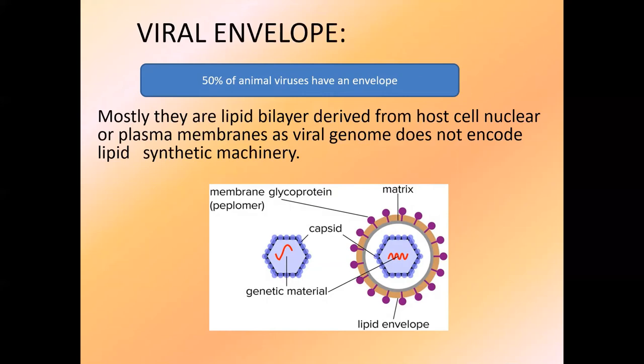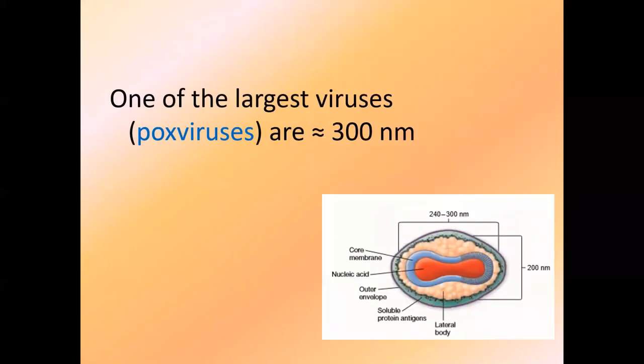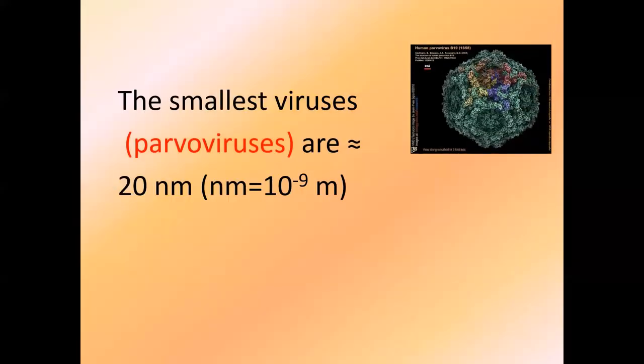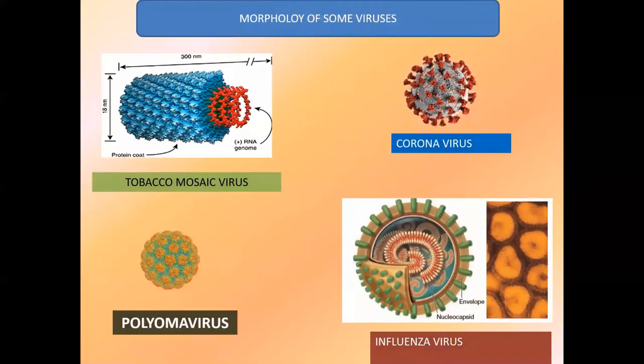encode lipid synthetic machinery. One of the largest viruses so far known is the pox virus, 300 nanometers in size. On the other hand, the smallest viruses so far known are the parvoviruses, 20 nanometers in size. Here are some structures and morphology of viruses like tobacco mosaic virus, coronavirus, influenza virus, and poliovirus.